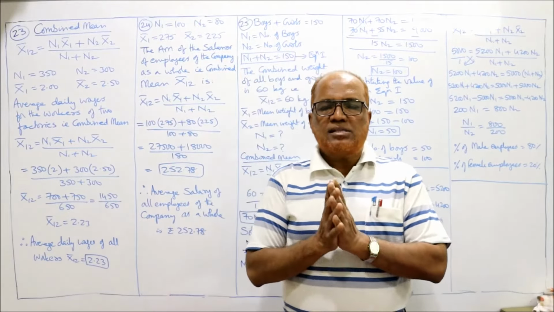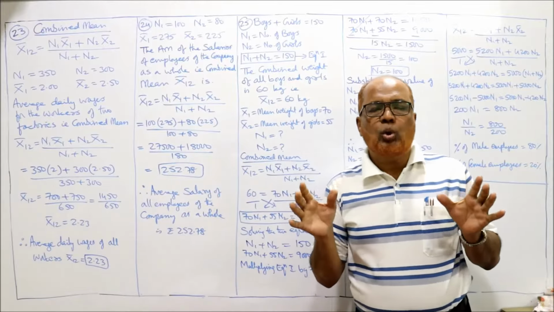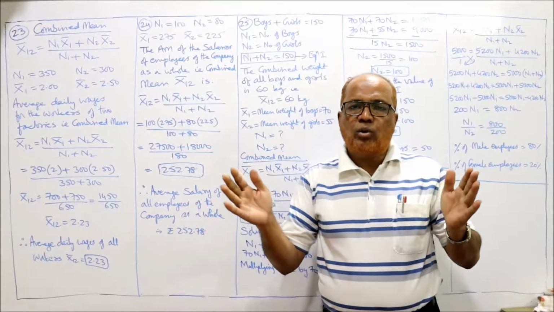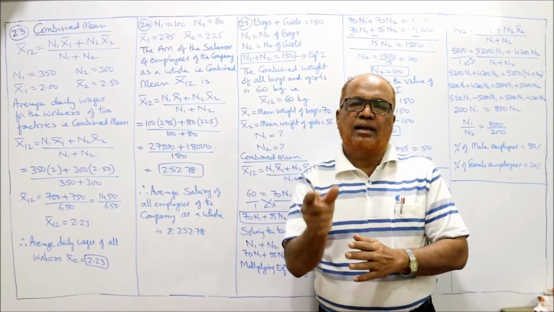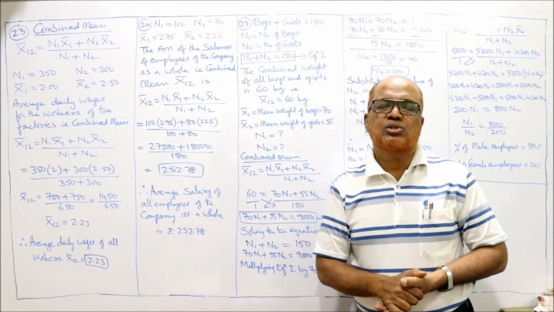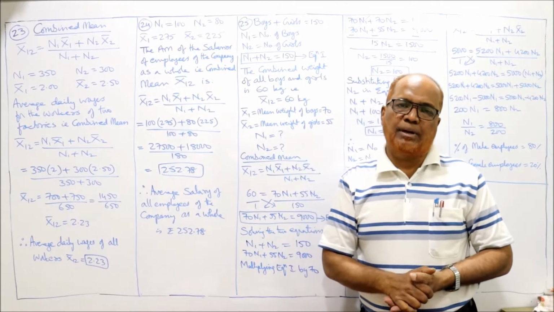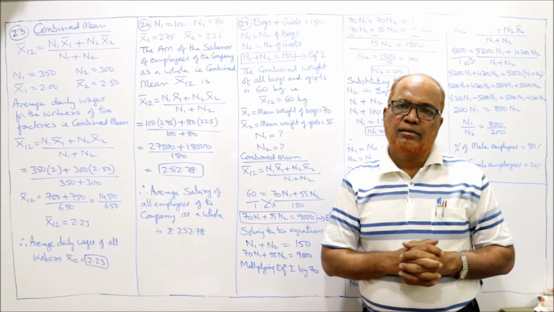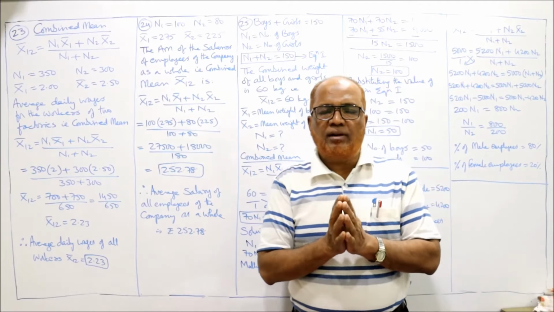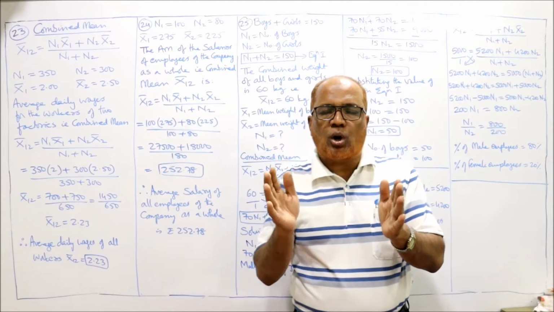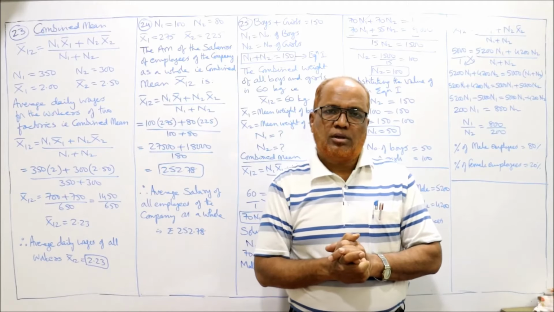Now see here, this is the first problem where we are given two groups and we want to combine the groups and calculate the average. The technique is called combined arithmetic mean. Combined mean. So combined mean will be applied whenever we are given two groups or more than two groups.